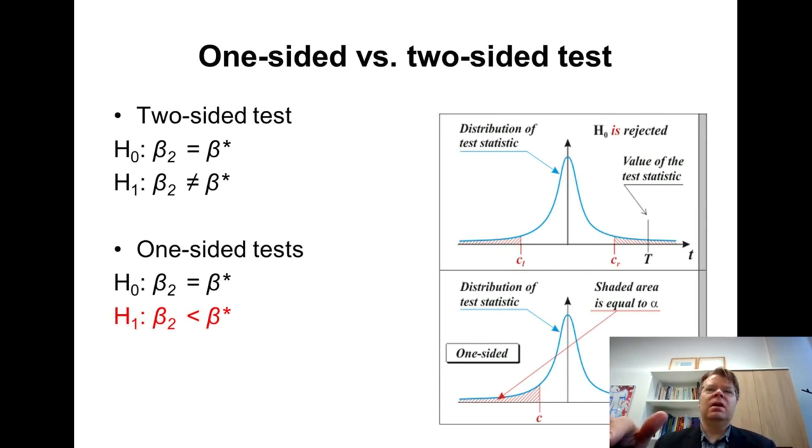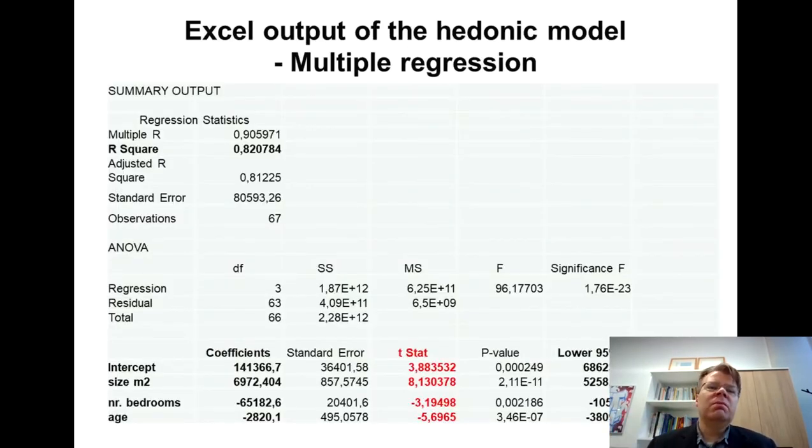This is relevant. I come back to this slide shortly, but for example, when you have coefficients like the number of bedrooms, we get a negative t statistic, and the same is for the age of the apartment. Notice that the t statistic is always negative whenever the coefficient is negative, and that's fine, because the t statistic is the ratio of the coefficient and standard error, so it has the same sign as the coefficient.